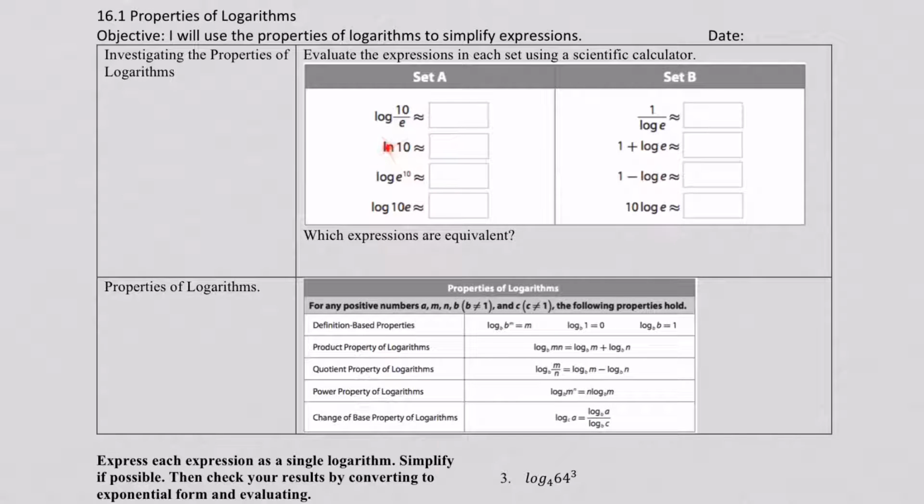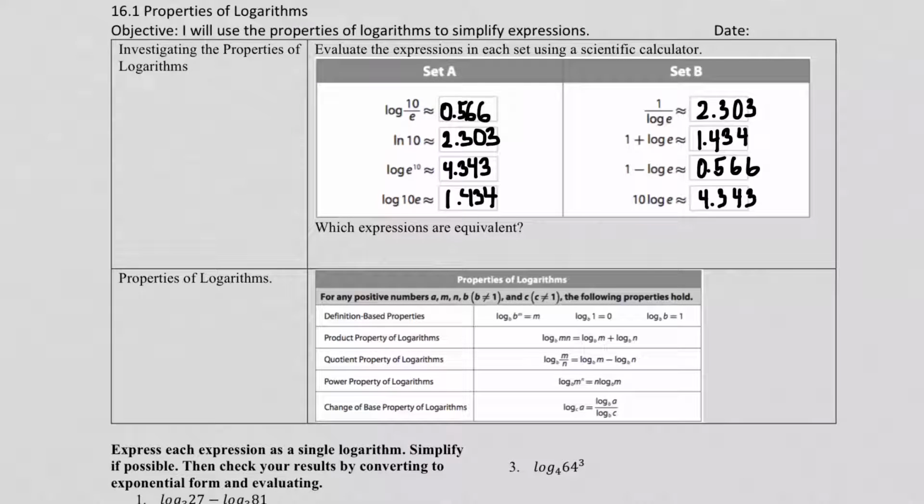So this one's pretty easy. Just find the natural log of 10. This one, what I would do first is do e to the 10th power, and then find the log of that to see what you get, and so on. Okay, so go ahead and try those out. Take a couple of minutes. It shouldn't take you that long. It's just punching into the calculator and getting all the different approximations for each one of these. So go ahead and pause the video, do that, and then we'll come back to see those answers.